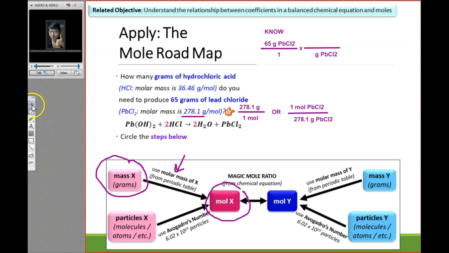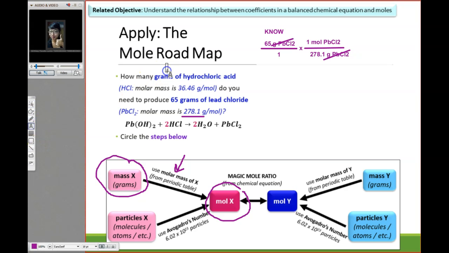Again, I can use either one. I just need to use the correct one. So either of these can be used. You just need to identify the correct one. Yeah, we're going to go ahead and use the second one. So let me go ahead and move the second one up here. All right, and that will get rid of the grams of lead chloride. Beautiful. All right, so now we're still not there yet because remember what we're solving for is grams of hydrochloric acid.